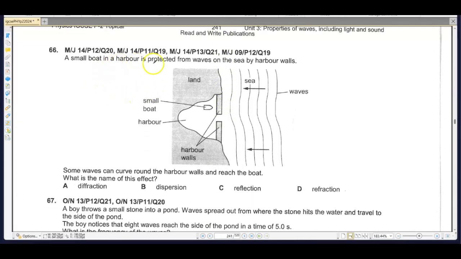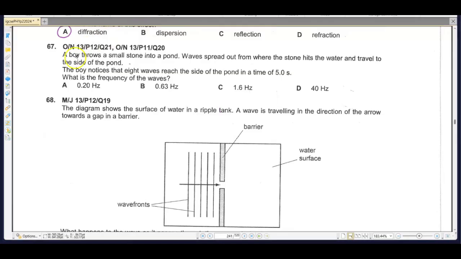Moving on to question number 66. A small boat in a harbor is protected from waves on the sea by a harbor wall. Some waves can curve around the harbor walls and reach the boat. What is the name of this effect? Obviously, when the waves are going to pass through a gap or a barrier, they are going to diffract. So this principle is called diffraction. Okay. Question number 67. A boy throws a small stone into a pond. Waves spread out from where the stone hits the water and travel to the side of the pond. The boy notices that 8 waves reach the side of the pond in a time of 5 seconds.